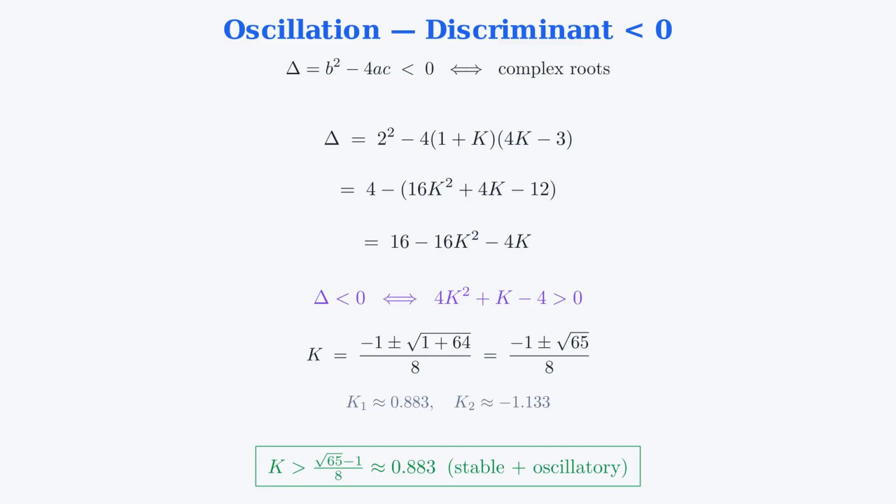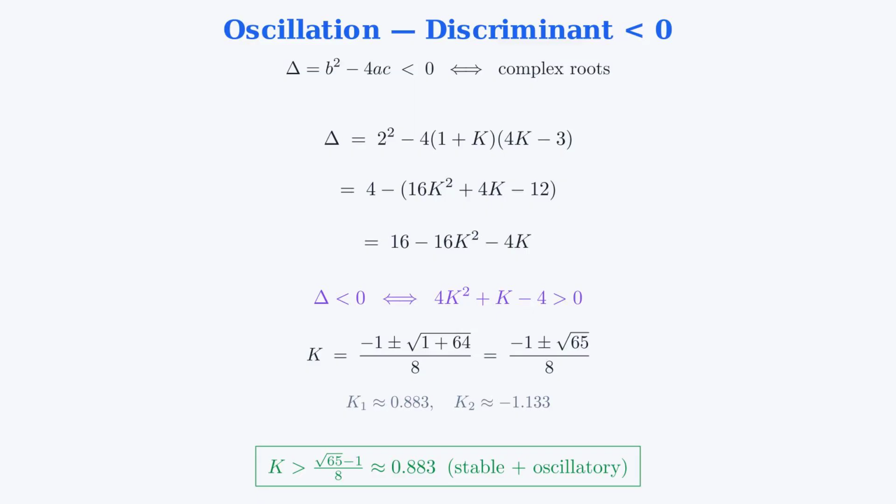Root 65 is approximately 8.06, so the two roots are approximately 0.883 and -1.133. The quadratic in k opens upward, so it is positive outside the roots. k less than -1.133 or k greater than 0.883.